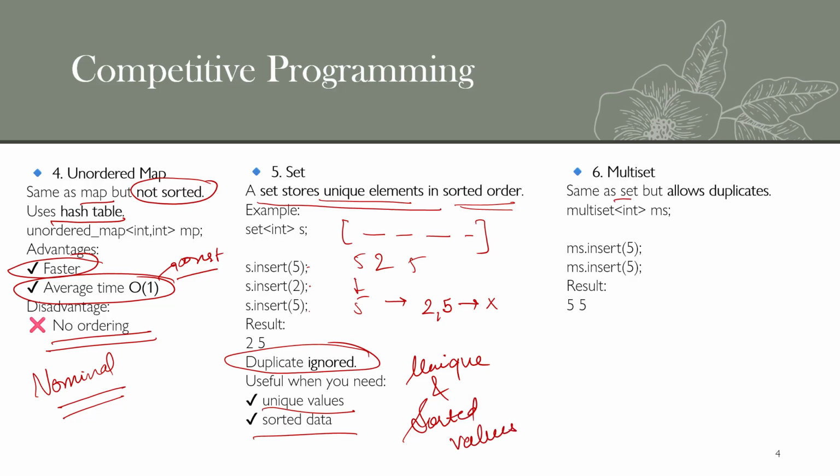Multiset is same as set but allows duplicates. That means it allows duplicates and has sorted values.